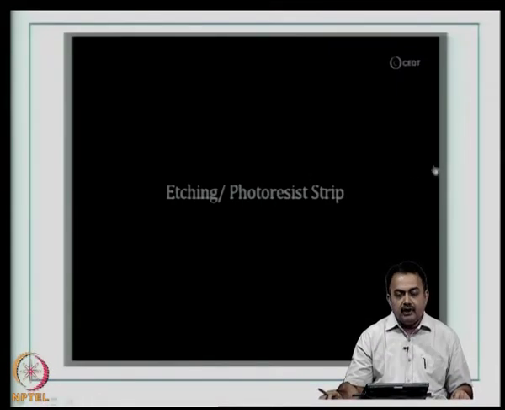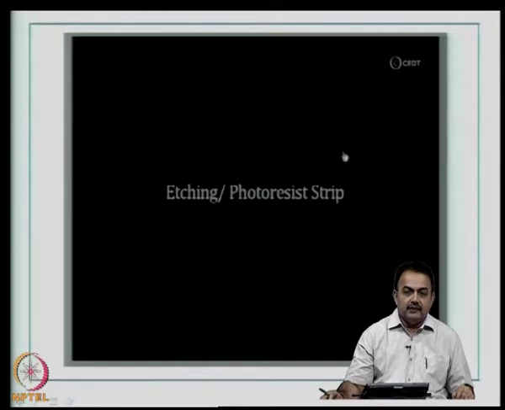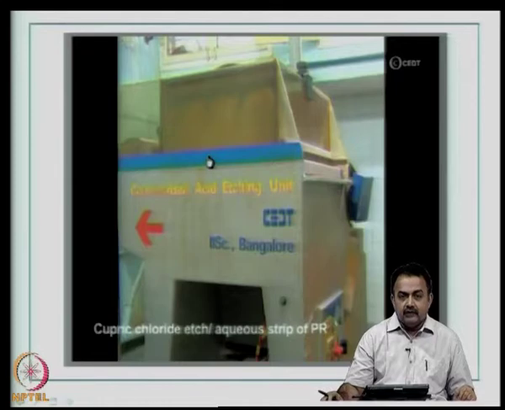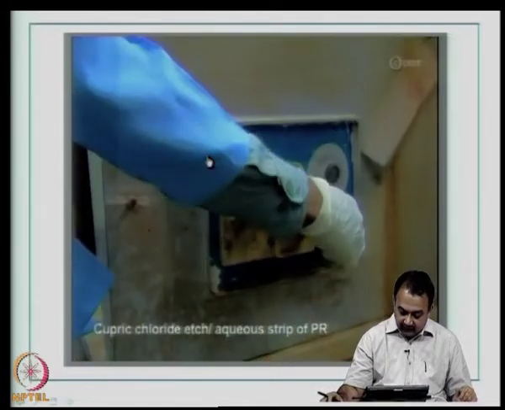Now, we are going to look at a video of the etching process and also the final step of removal of photoresist, which has behaved as an etch resist material in this case. The photoresist is behaving as an etch resist. This video has been shot at CEDT.